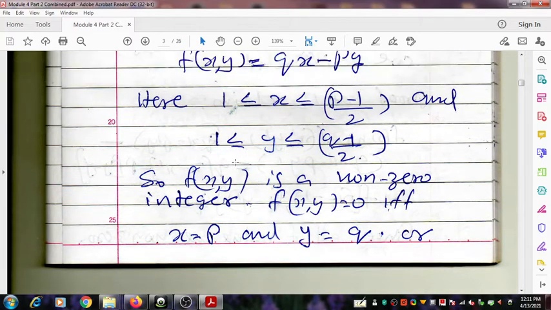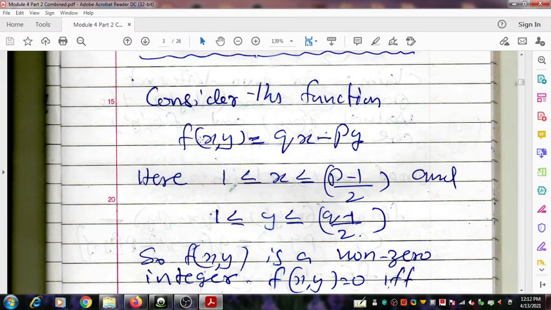We are now going to make some claims on this function, or we are going to prove some properties of this newly defined function f of xy. First of all, we claim that f of xy is non-zero. F of xy, what are the function values? We define the function f of xy as q into x minus p into y. This is the definition, qx minus py. The function values are obtained by calculating qx minus py.